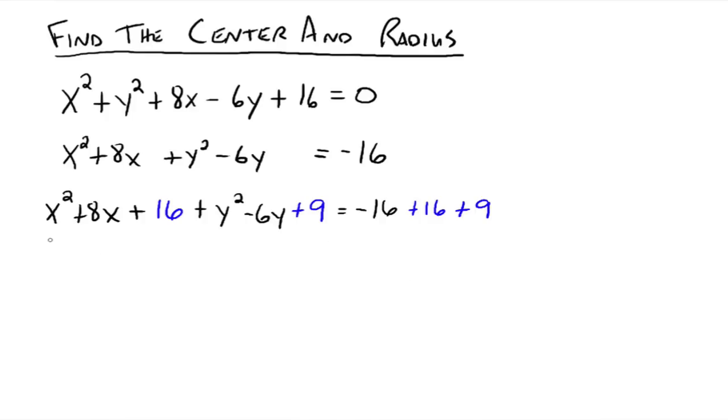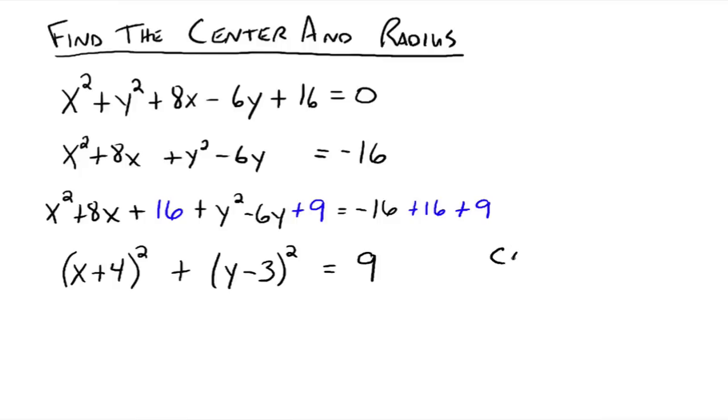Now, by doing that, that automatically makes these first 3 terms factor. And it's going to factor into the variable you're playing with, the sign of the middle term, and what number did you square to get this 16? Well, it was 4. X squared plus 8x plus 16 factors into x plus 4 squared. Plus, now we're playing with y, then the sign of the middle term, which is minus. And what number did we square to get the 9? Well, we squared the 3. So that goes to y minus 3 squared. And then the right side just goes to 9. And now we're in our standard form.